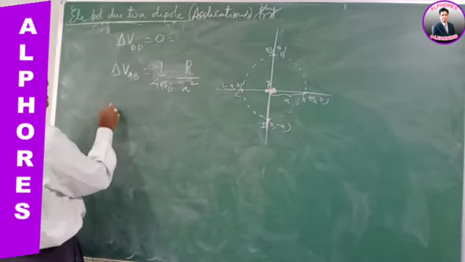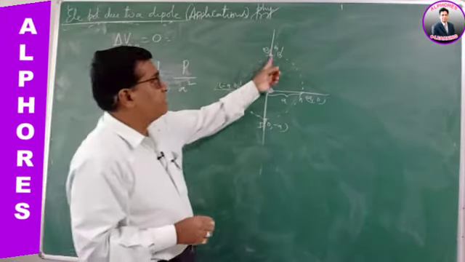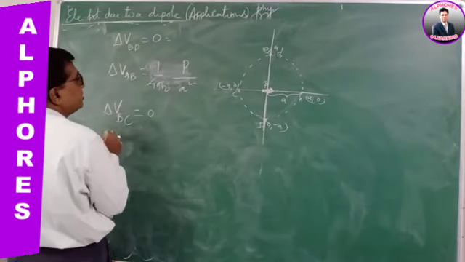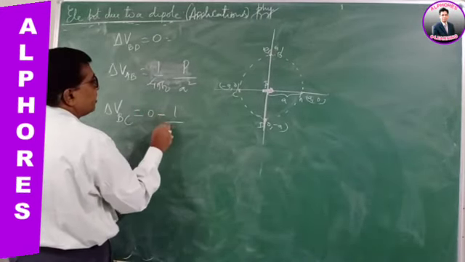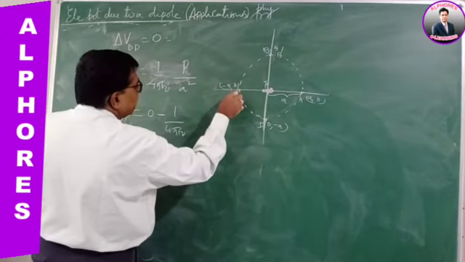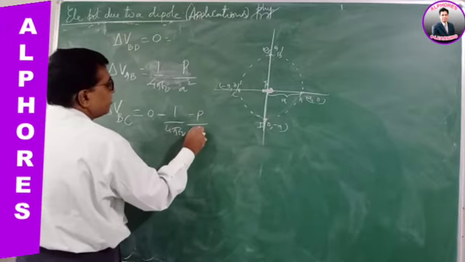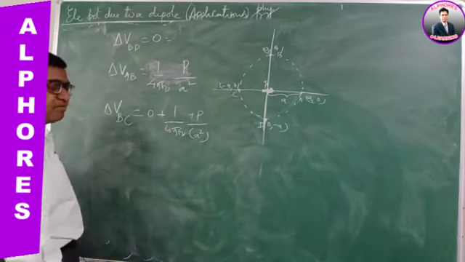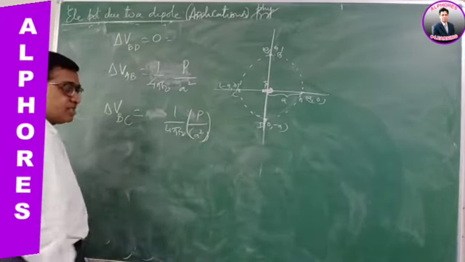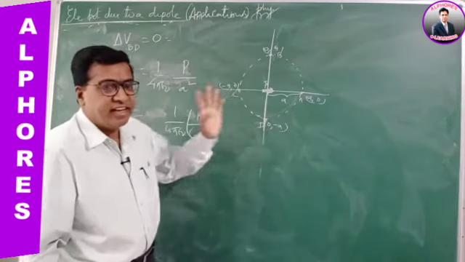Similarly, the potential difference between B and C: potential at B is 0, minus potential at C. Potential at C is minus 1 by 4 pi epsilon naught, because on this side it is near to the negative charge, so you get negative: minus P by A square. Minus of minus becomes plus, so you will again get 1 by 4 pi epsilon naught P by A square. Similarly, the potential difference between C and D, A and D, is like this.